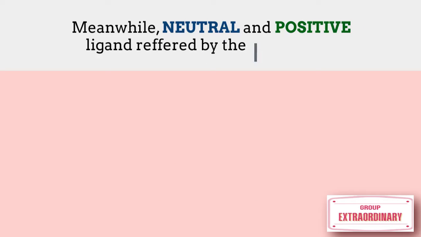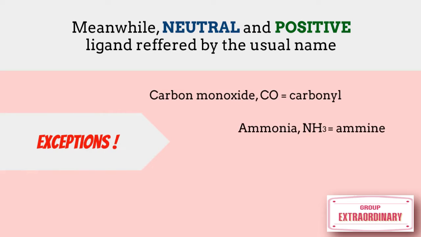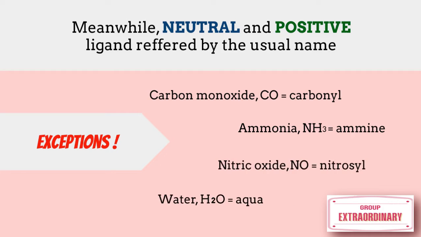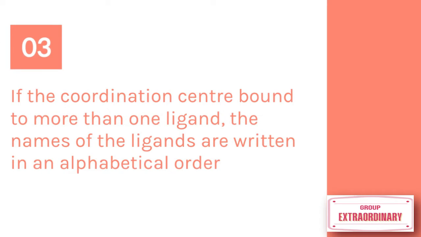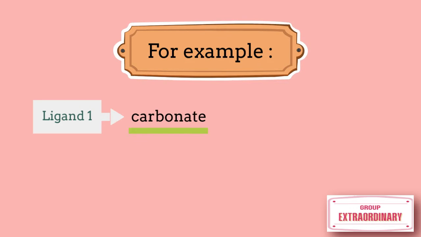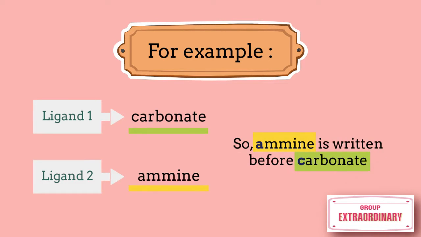Meanwhile, neutral and positive ligands are referred to by the usual name. Exceptions: carbon monoxide is changed to carbonyl, ammonia will be ammine, nitric oxide will be nitrosyl, and water will be aqua. Third rule. If the coordination center is bound to more than one ligand, we should name the ligands in alphabetical order. In case your complex has ligand 1, which is carbonate, and ligand 2, ammine, the ammine is written before carbonate.